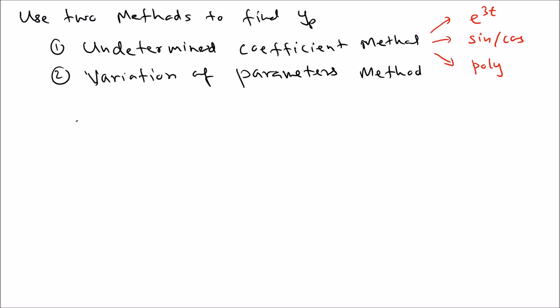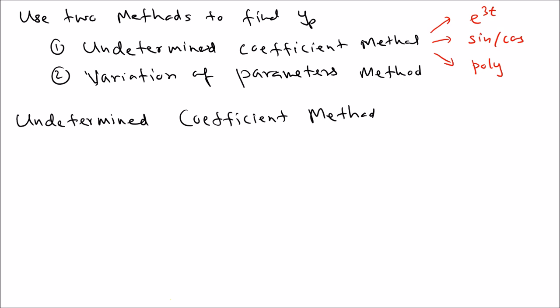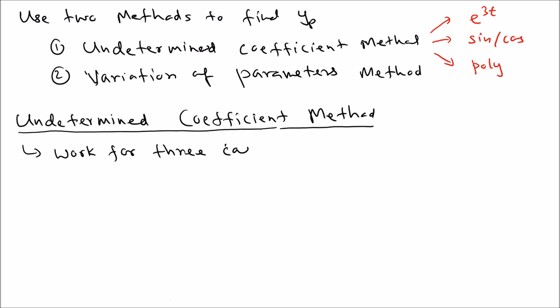Okay, so let's first talk about the undetermined coefficient method. This is a very powerful technique. It's a simple idea: we guess the solution, plug in, and try to find those undetermined coefficients. Again, it works for three cases only.